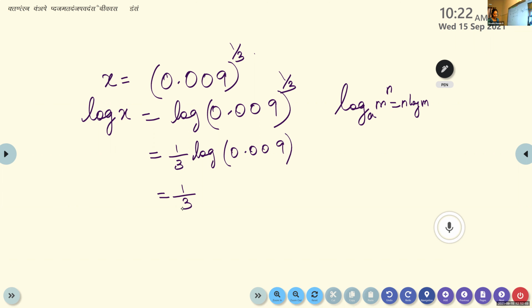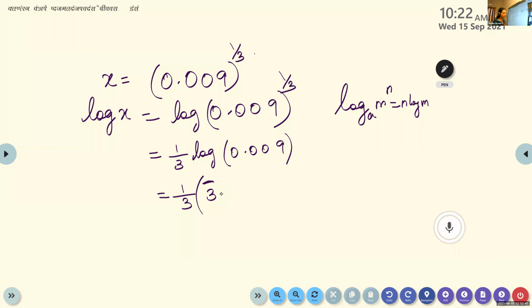Log of a number contains two parts. Which are the two parts? Characteristic part and mantissa. For this number, how will you calculate the characteristic part? If a number is less than 1, what you will do? We will count and see how many zeros: 2 zeros plus 1. So minus 3, isn't it? So it is the same as 3 bar point.